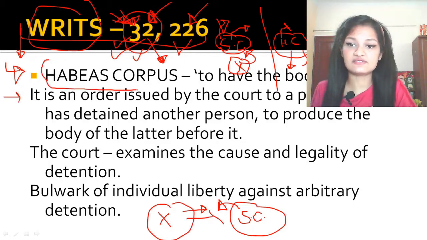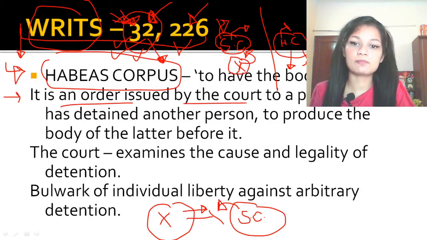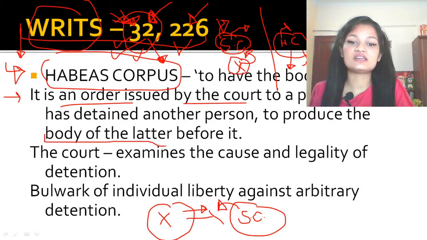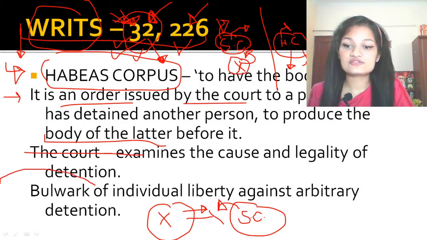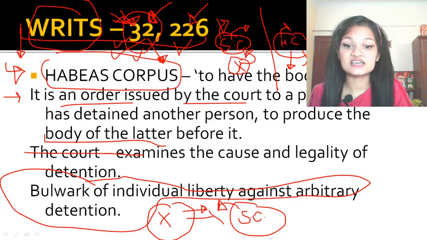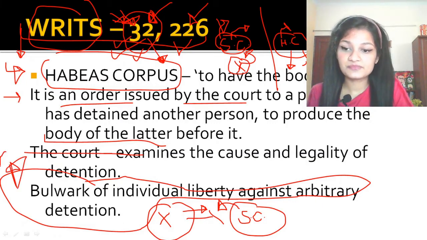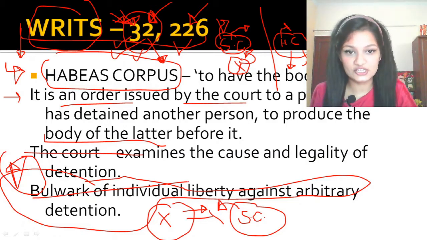So the first writ that we are going to talk about is the habeas corpus. This literally means to have the body of. It is an order issued by the court to a person who has detained another person to produce the body of the latter before it. The court then examines the cause and legality of detention. This is often called the bulwark of individual liberty against arbitrary detention. Guys, super important to remember this, that it is called the bulwark of individual liberty against arbitrary detention.